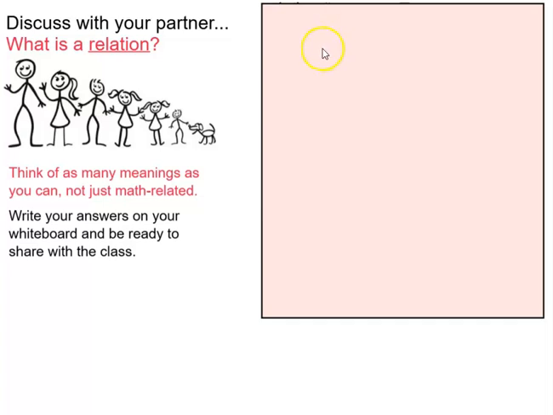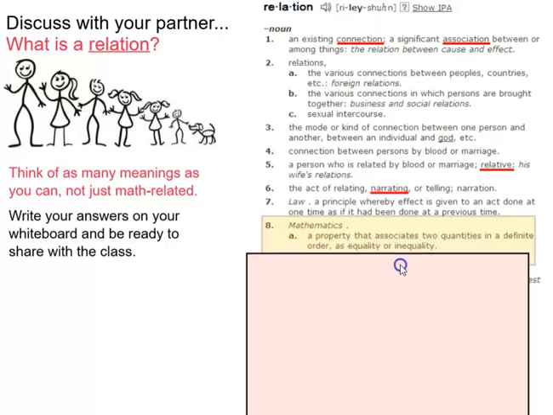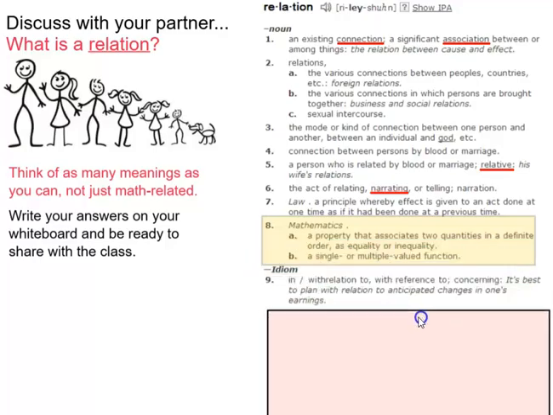Hey, in this video, we're going to learn about the difference between relations and functions in math. According to dictionary.com, the non-math meanings of relation are shown here. A relation is a connection or an association between or among things. For instance, your relations would be your family, because there's a connection between you and your family.